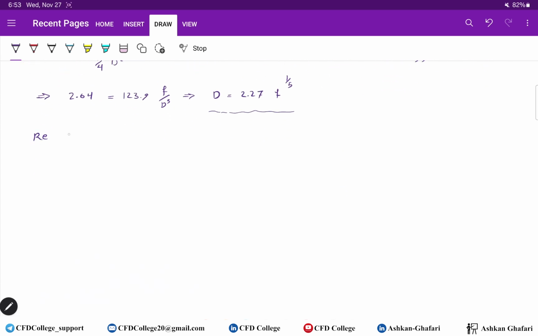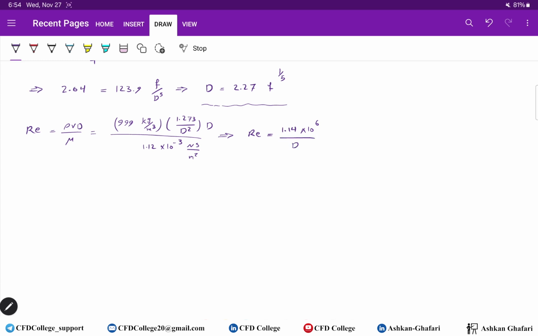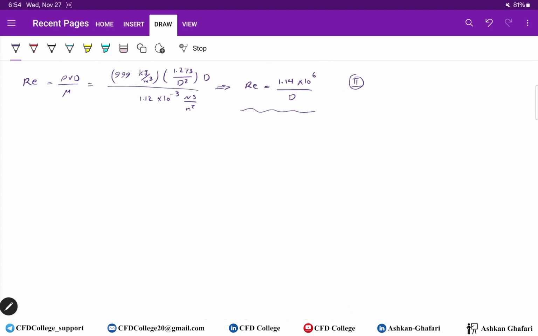The second one is Reynolds number equals rho V D over mu. Rho is 999 kilograms per cubic meter. Velocity 1.273 over d square times d over mu, 1.12 times 10 to minus 3 Newton second per square meter. So Reynolds number equals 1.14 times 10 to 6 over d. So this is equation 1. Reynolds number is equation 2, like what we did. And remember that here we have a smooth pipe, so epsilon is 0, so we have to use the lowest line in the Moody diagram.